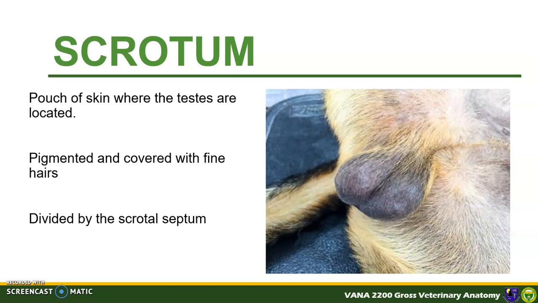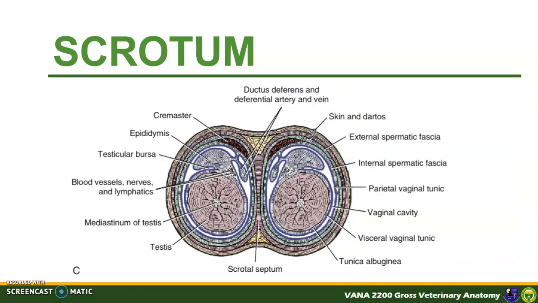It lies between the thighs, and the left is farther caudally than the right. It is pigmented and covered with fine hairs. The scrotum is divided by a scrotal septum made up by all scrotal tissues except the skin. Here is a cross-section of a testicle. Let us highlight the layers of the scrotum and note that it is composed of several structures.